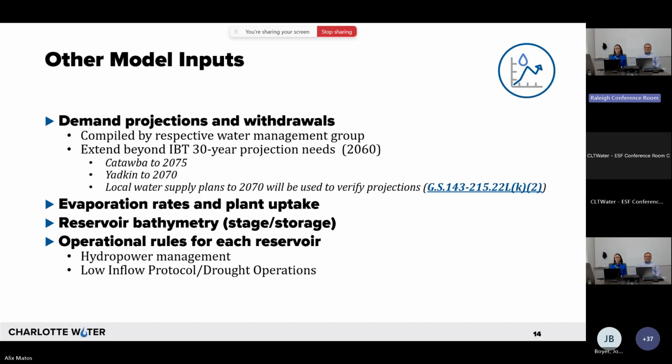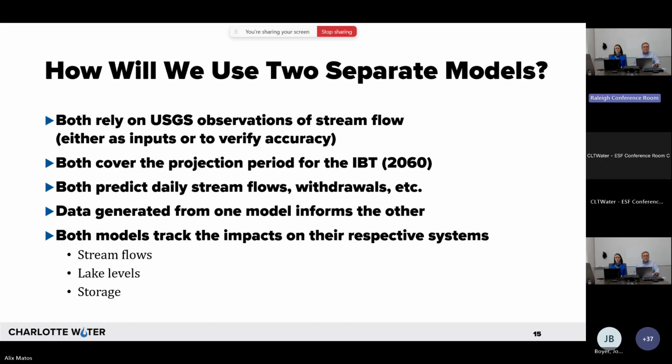If you're looking for a water system or a water supply reservoir, they'll talk about drought operations. Don't get confused in the terms. They both mean this. They're talking about the same thing. What happens when things get dry?